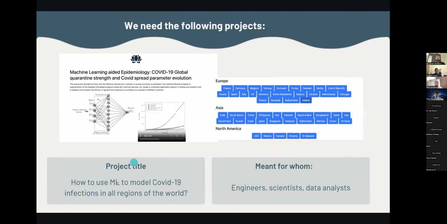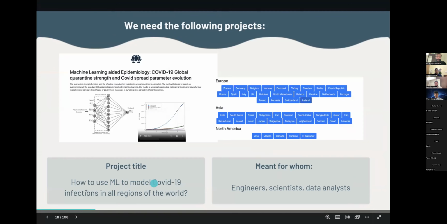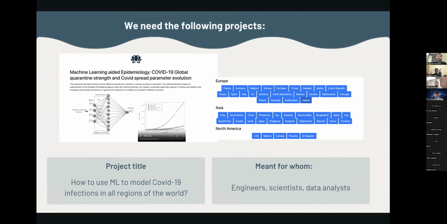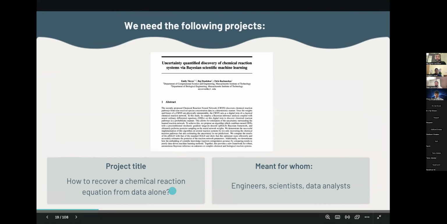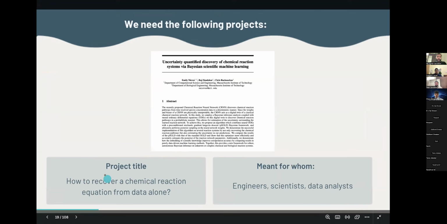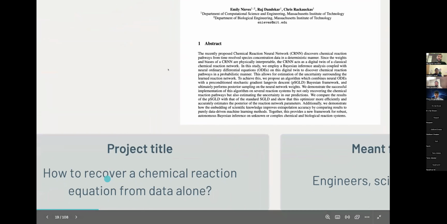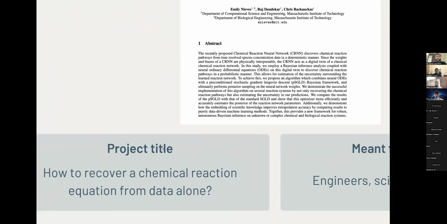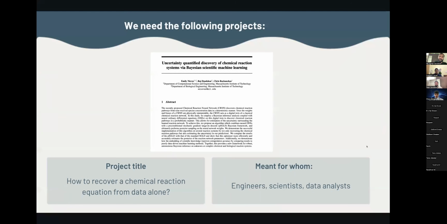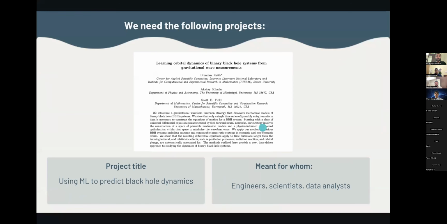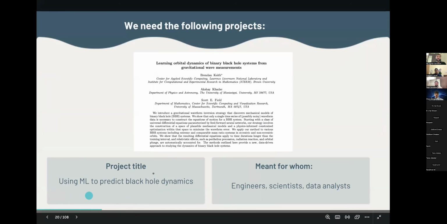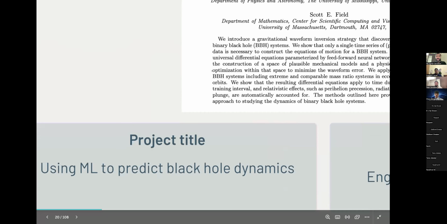So now let's look at some of these projects. How to use machine learning to model COVID-19 infections in all the regions of the world. If you are a CS engineer like I was, this is a cool project to add, right? Because all the other CS engineers won't have such machine learning projects. If you are, let's say, a chemical engineer, what if you do a project to recover chemical reaction equations from the data alone? So now this is a machine learning project which integrates your field of chemical engineering with ML. Then let's say if you are a physicist and you do a project which uses machine learning to predict black hole dynamics.